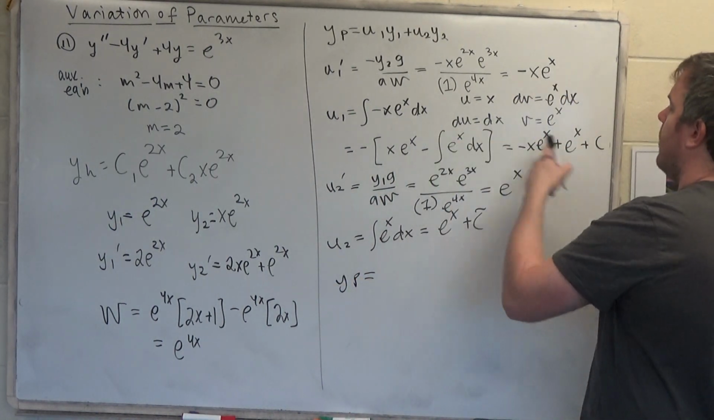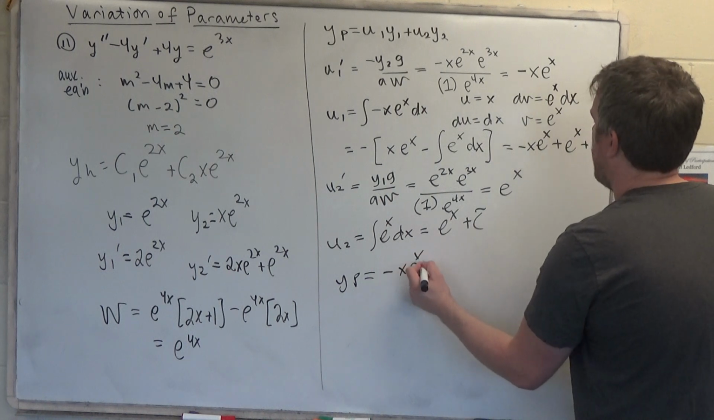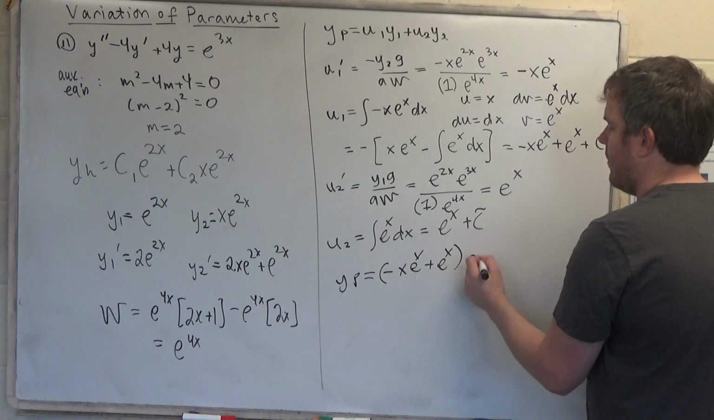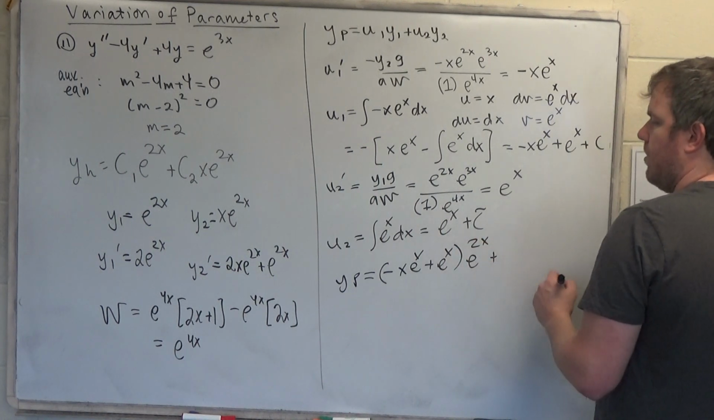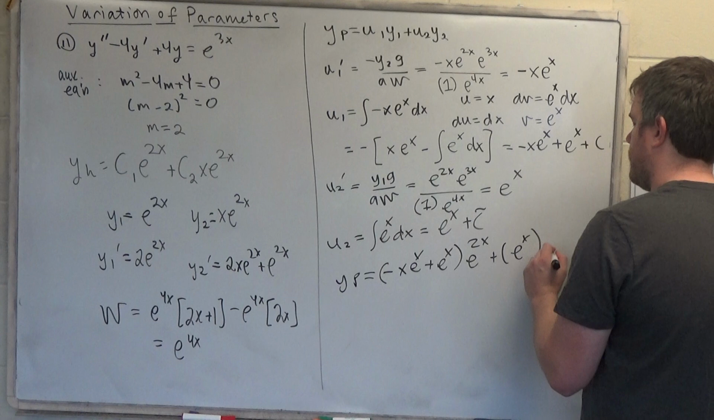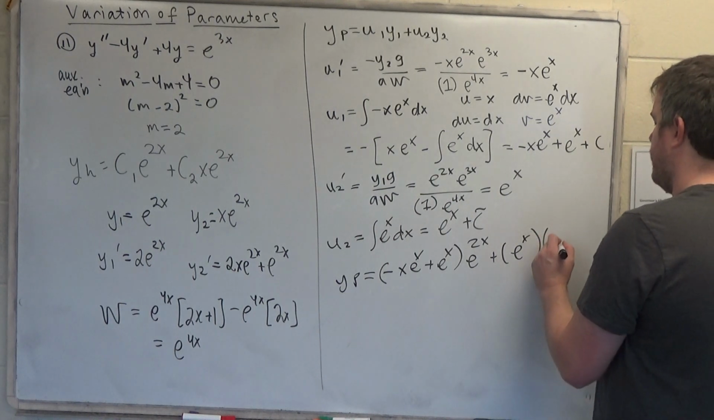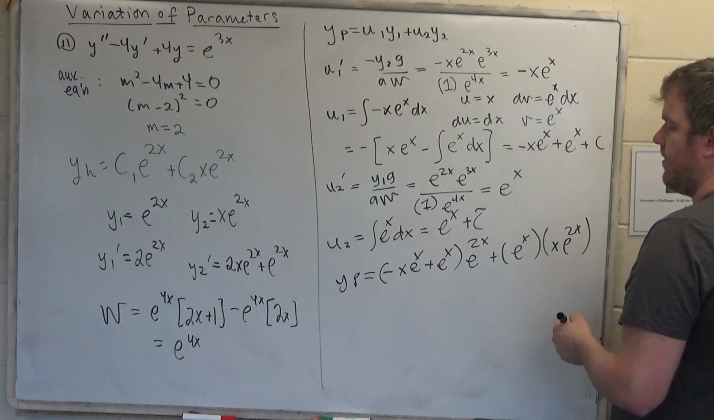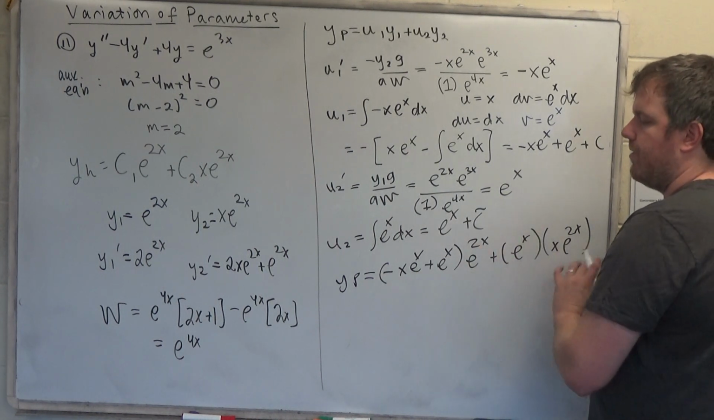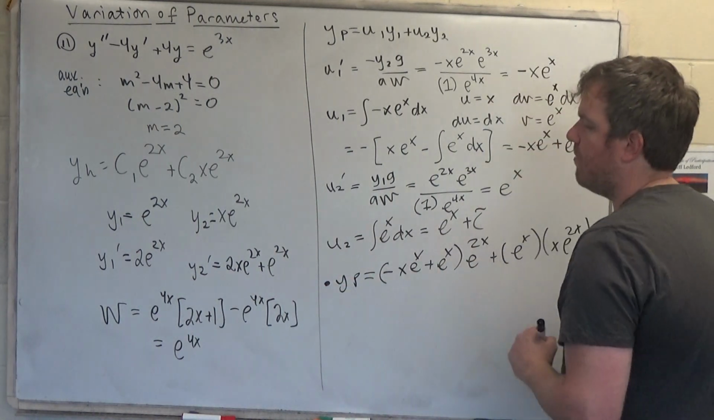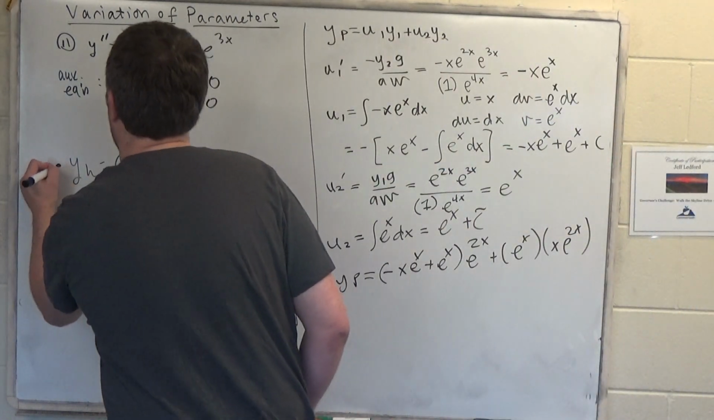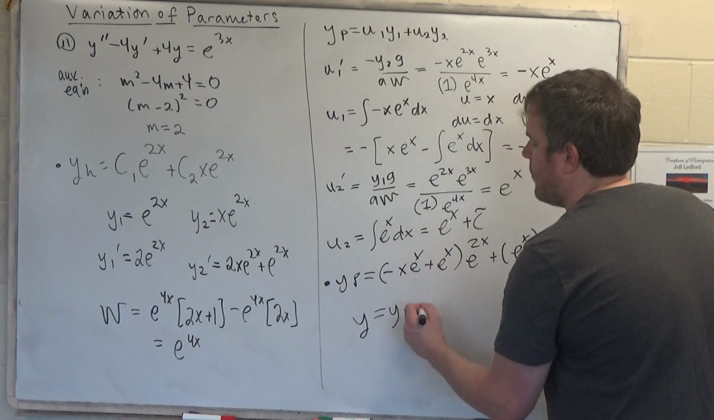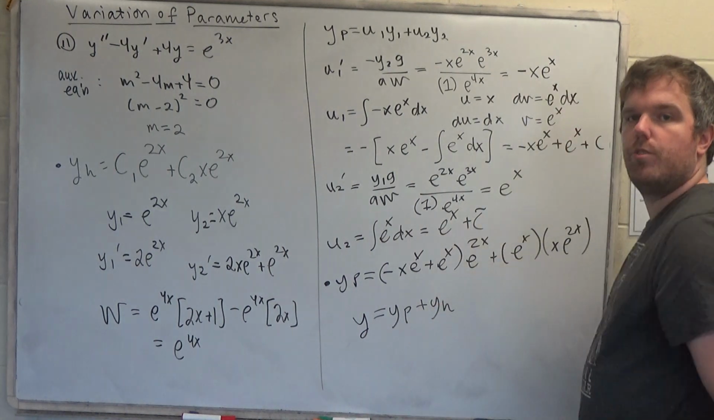yp is then u1, so negative x e to the x plus e to the x, times y1, which is e to the 2x, plus u2, which is e to the x, times y2, which is x e to the 2x. Now if I want, I could simplify this, but you don't have to. I'm actually just going to leave it just like this. I'm going to mark where the particular solution is, and where the homogeneous solution is, and then the general solution is just given by the particular solution plus the homogeneous solution, just like before.